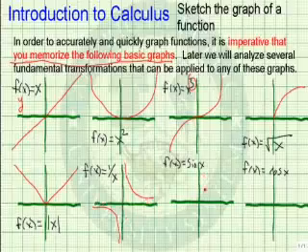F of x equals the sine of x. The period is 2 pi. The range goes from -1 up to 1. F of x equals the cosine of x.